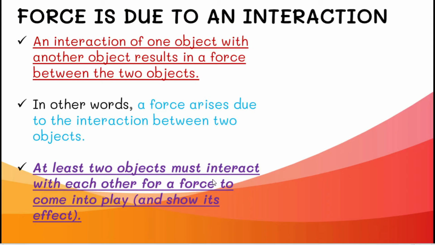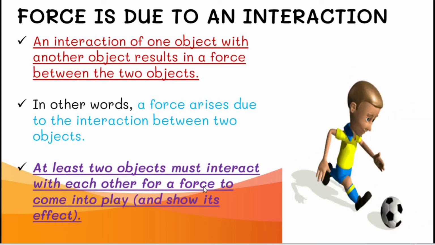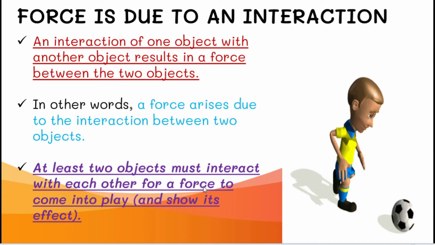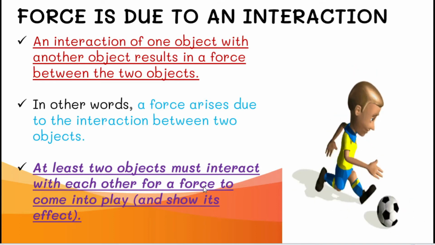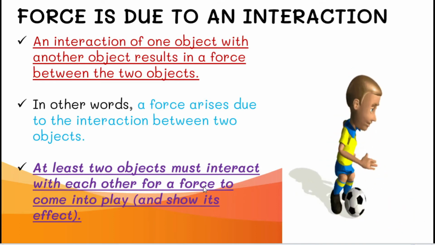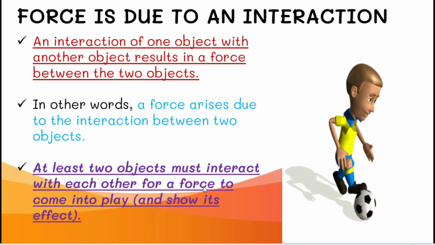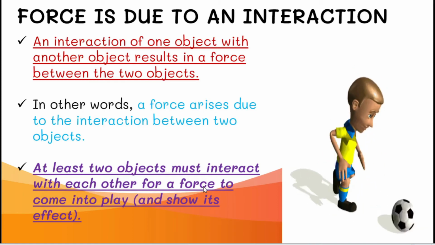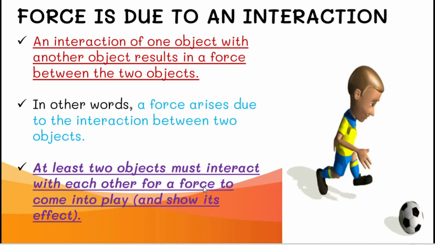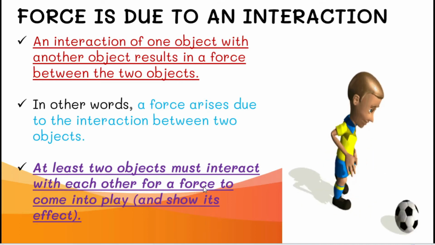So next we are going to discuss that force is due to an interaction. An interaction of one object with another object results in a force between the two objects. So from this we can easily understand what interaction means: reciprocal action. If you want to interact with an object, there must be two objects interacting with each other. You can see in the picture, the man is kicking the ball, and the ball moves away to the other side. Here two objects are involved with each other, and then only the result is a force between two objects. So in other words, a force arises due to the interaction between two objects.